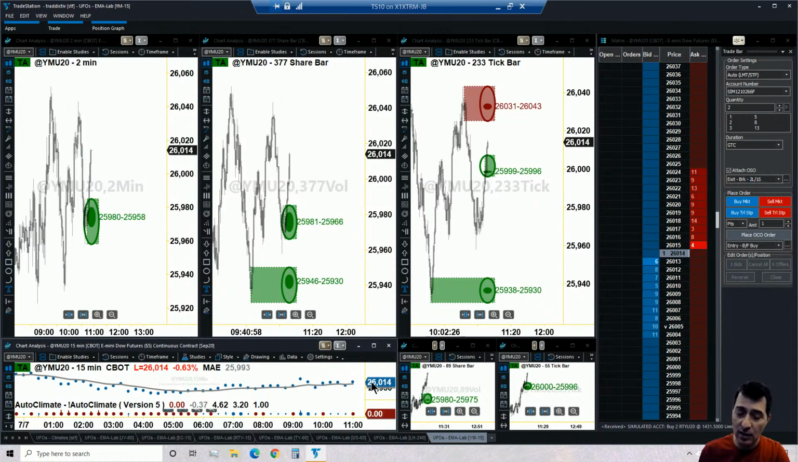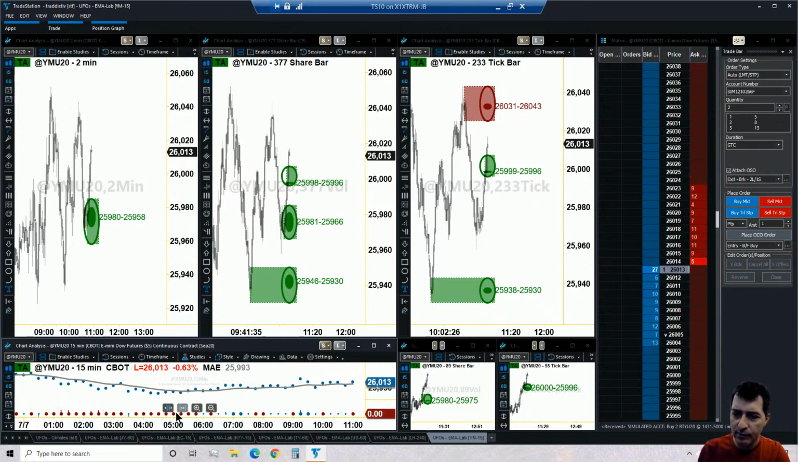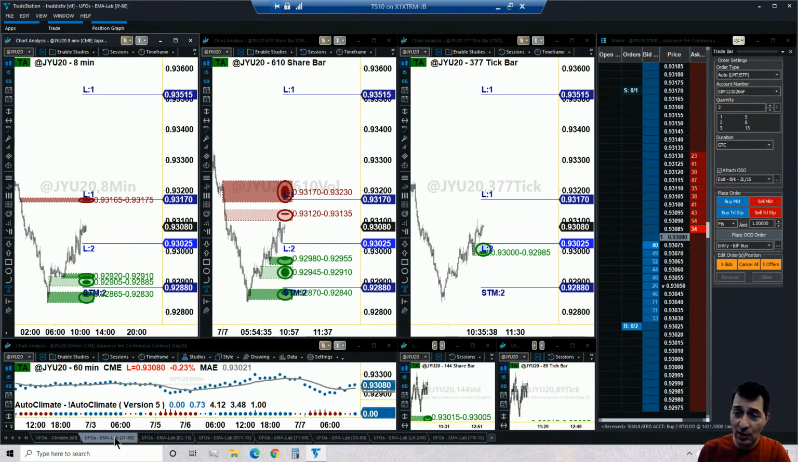And not only that, it gives us a red UFO around our reference value, which is 25,994. Okay, we don't have that at the moment, so we just need to wait patiently here. There is a lot of waiting today, waiting to get filled on trades. It's not like we didn't find trades.